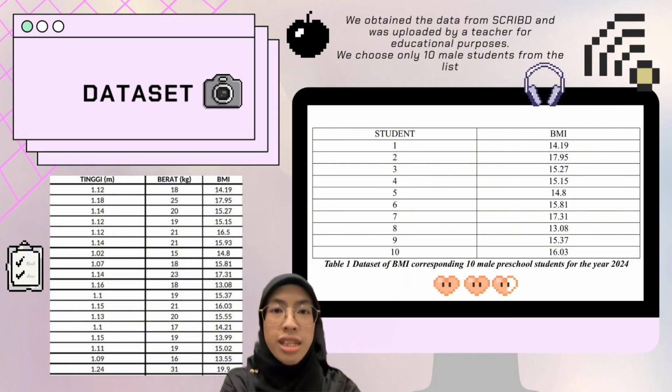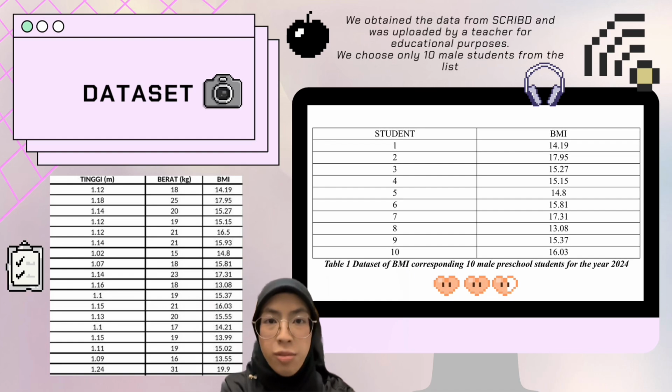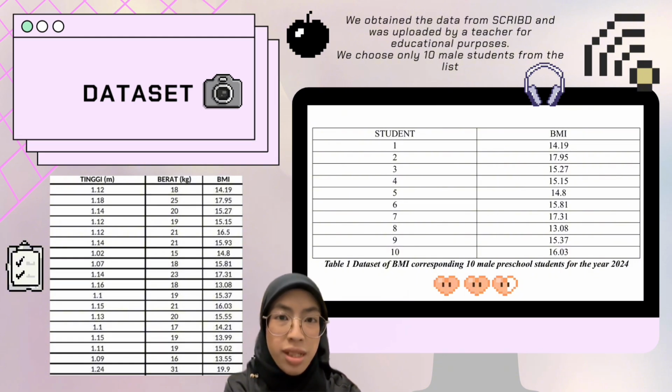Okay, so here is our dataset. We obtained this dataset from Scribd, and it was uploaded by a teacher for educational purposes. From all the list that was given, we chose only 10 male preschool students. For now, I'm going to pass the next presentation to my friends for manual calculation.